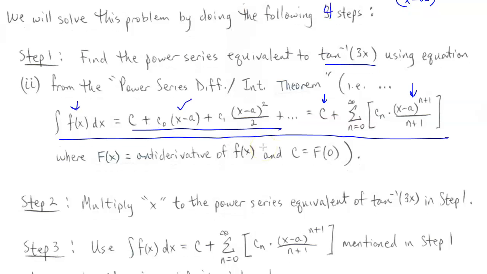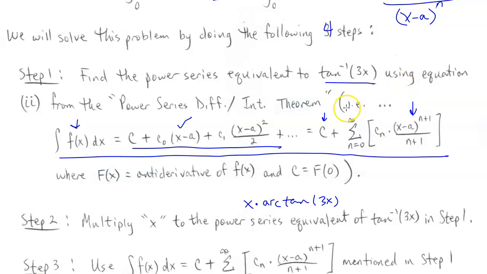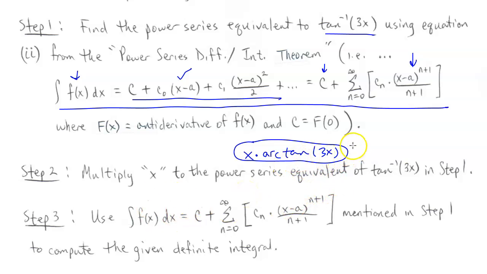So step two, once we figure out what tangent inverse or arctan of 3x is, we're going to multiply that power series result times x. Once we do that, what we're actually going to have is x times arctan of 3x, which is what we need for our integrand to figure out its antiderivative. We will have this at the end of step two, but it will be in power series form. Step three involves taking this result in power series form and taking the antiderivative of that, in other words using equation two again to do that.